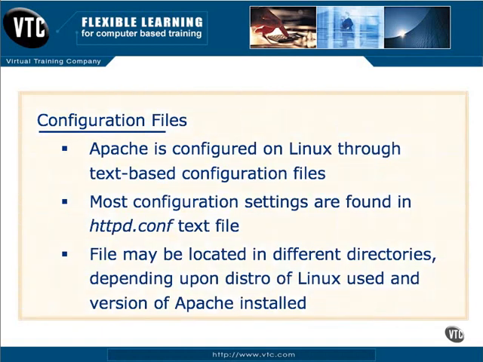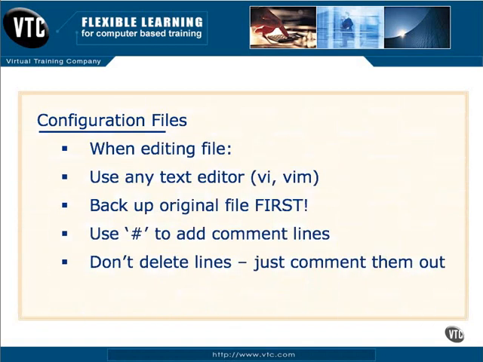First, configuration files. Apache Web Server is configured on Linux through text-based configuration files. Most configuration settings are found in the httpd.conf text file. This file may be located in different directories depending on which distribution of Linux is used and the version of Apache that is installed. When you go to edit a configuration file, you can use any text editor, for example VI or Vim. We ask you to please back up the original file first.